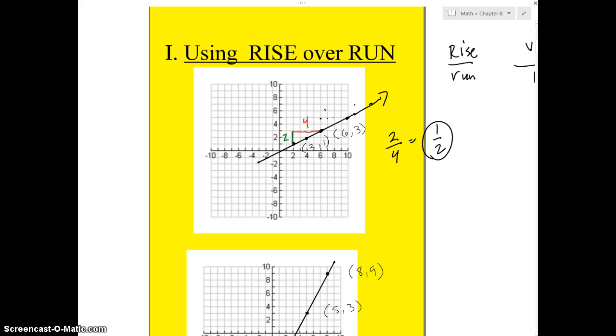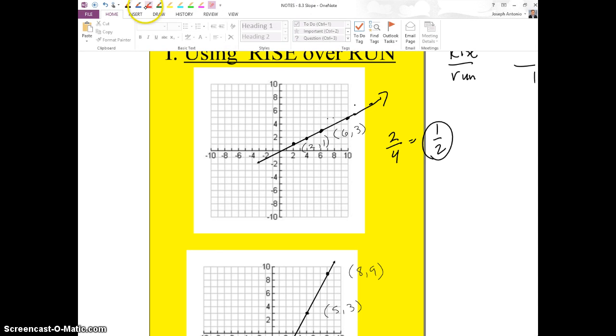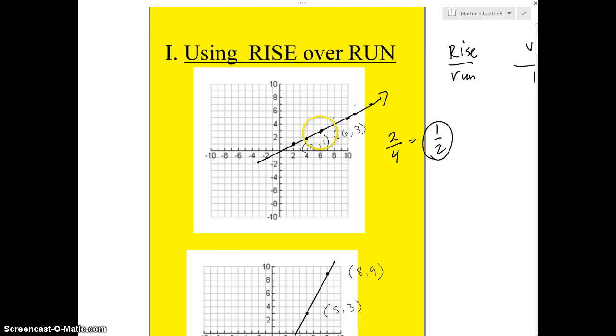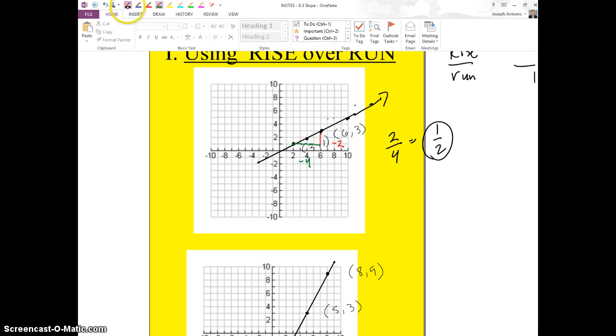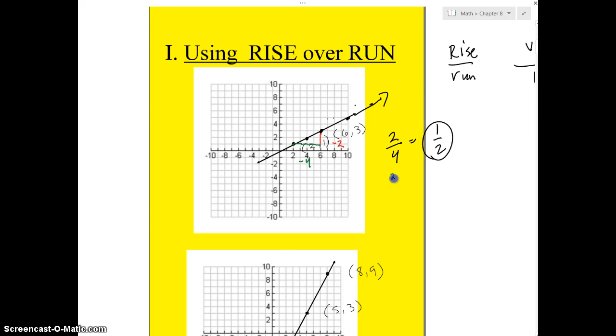Now, some of you may be saying, well, Mr. Antonio, what if we went down? What if we started at the top point and we went down to the next point? Well, if you started here, you'd go down 1, 2. When you go down, that's -2. And if you go to the left, that's going to be -1, 2, 3, 4, -4. So you'll have -2 over -4, which is the same as what we had before. -2 over -4 equals 2/4, which is 1/2. So no matter how you look at it, the slope will still be the same. So for every time the graph rises by 1 on the y, it moves by 2 on the x.